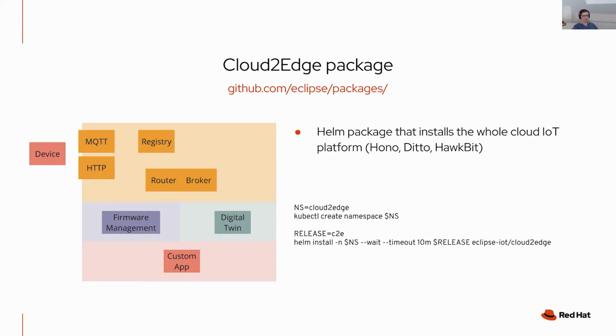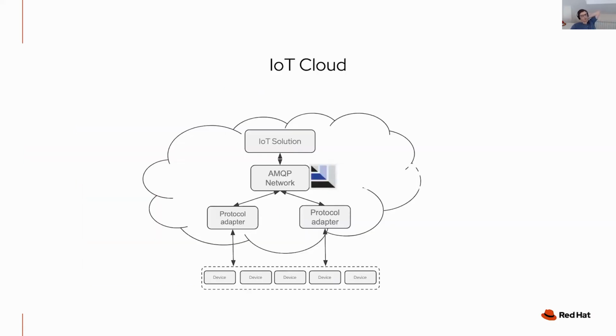But on top of that, it provides different kinds of packages that can be used to easily install and have an off-the-shelf cloud platform for you. So as you can see in this example here, using the Cloud to Edge package, you can easily install the whole thing with one Helm command. So you have a properly installed Hono, Ditto, and hawkBit stack, and are able to connect your devices with your IoT solutions. So that's the state of the IoT cloud today.